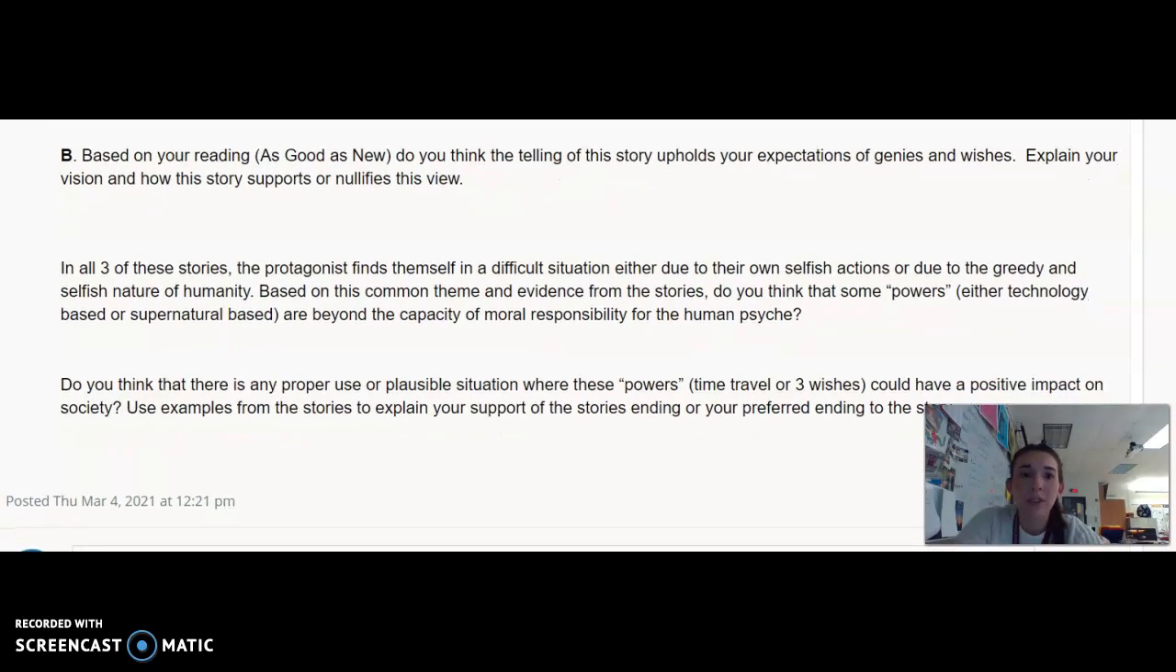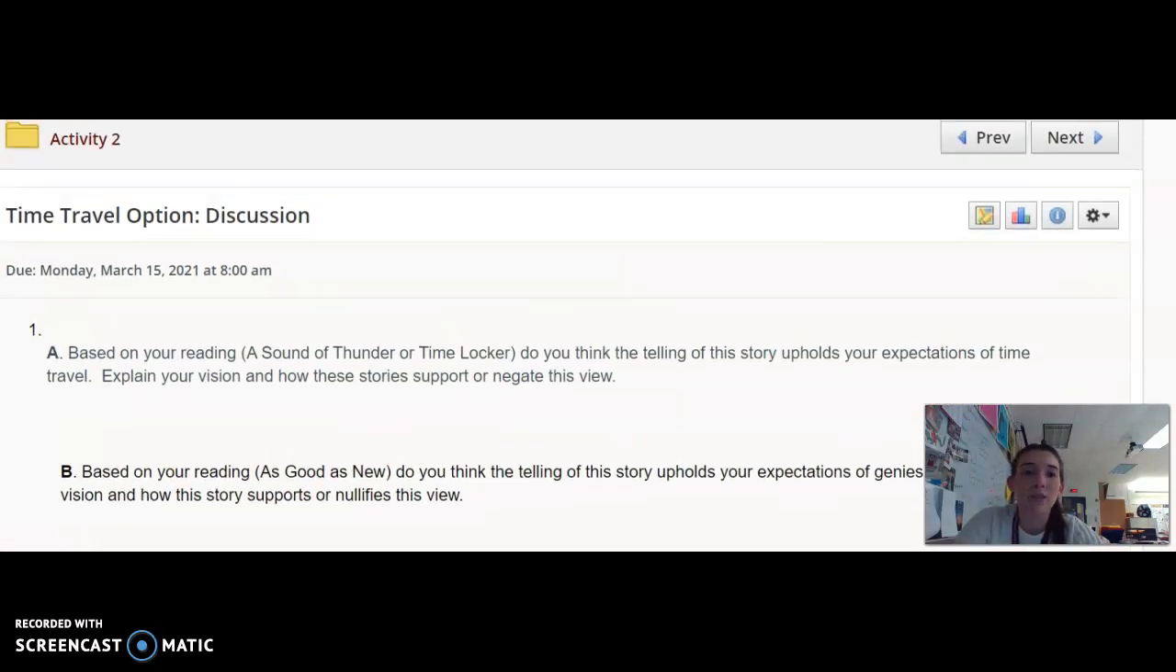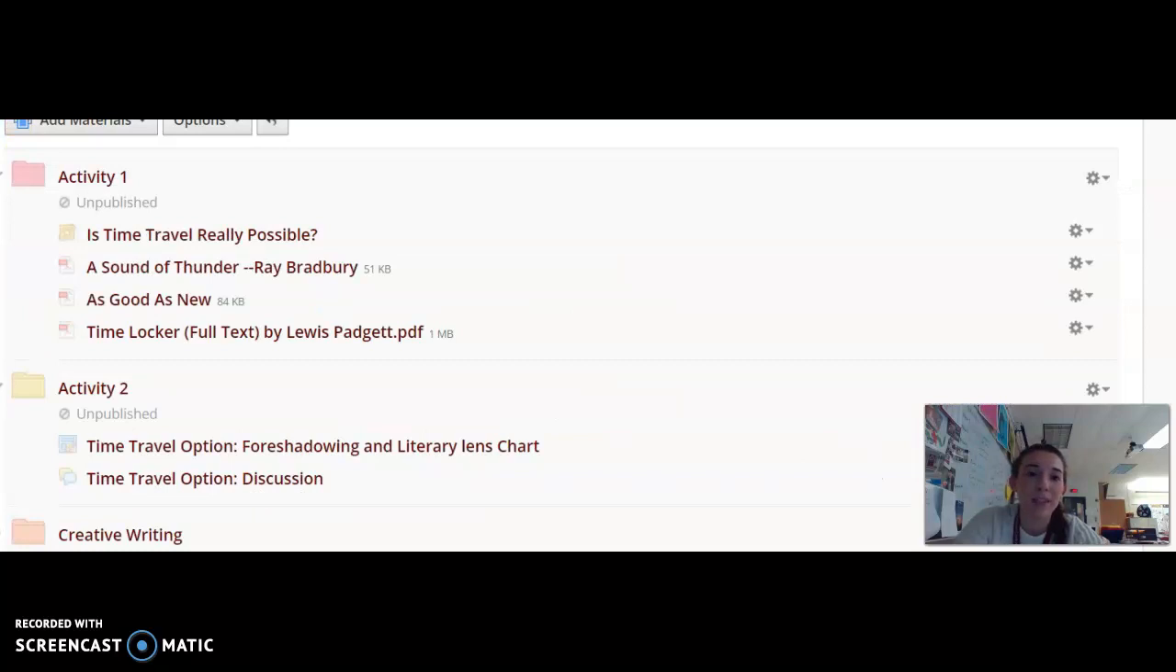And then lastly, do you think that there is any proper use of plausible situations where these powers, whether it be time travel or wishes or fantasy or technology-based invention, could have a positive impact on society? Use examples from the story to explain your support of the story's ending or your preferred ending to the story. So that is our discussion for the time travel options for activity 2.